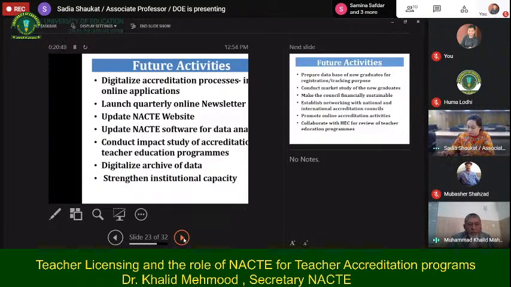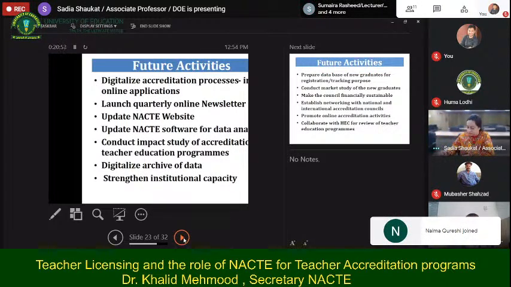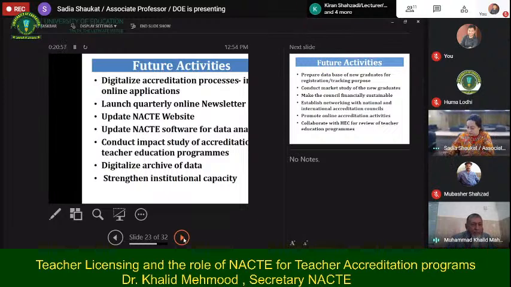Next, we want to launch a research journal, and we want to collaborate in research studies. We want to digitize our accreditation processes, and we have updated our website and are working to improve it further. We want to update our NACTE software. It is very good, but when we update our instruments, we will definitely update our software for data analysis. We want to conduct impact studies on accreditation. We are ready for collaboration with universities and faculty members to design studies on the impact of accreditation processes.